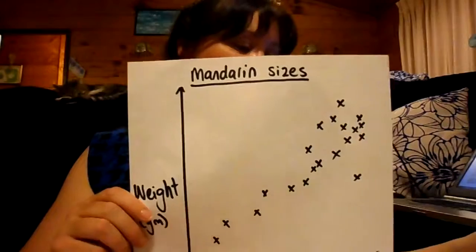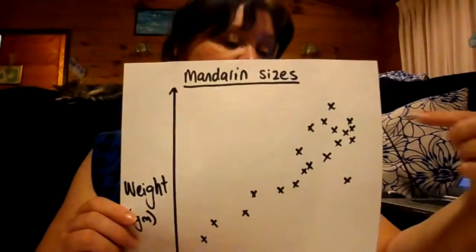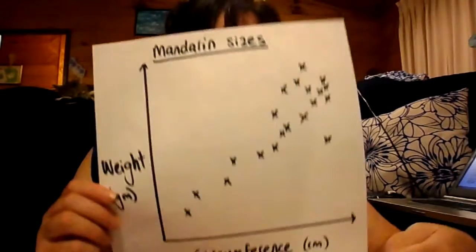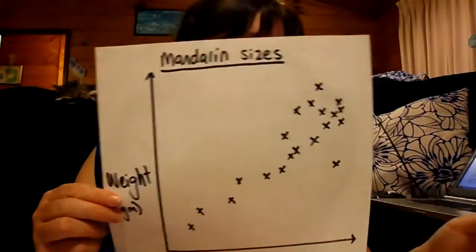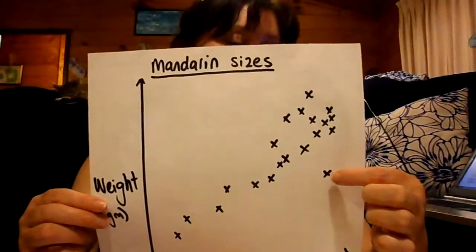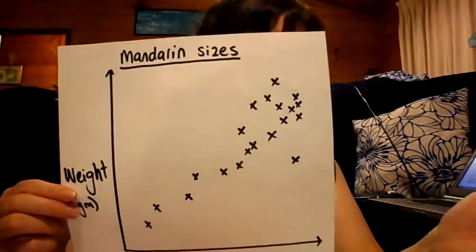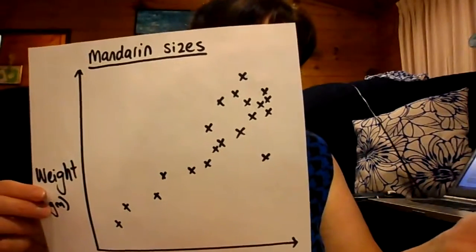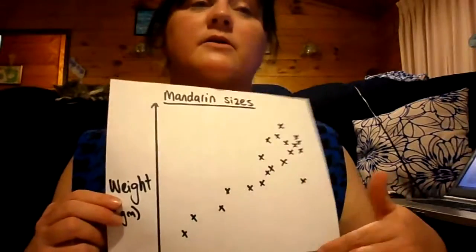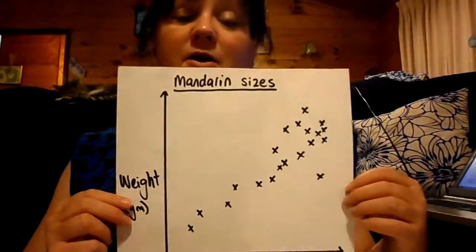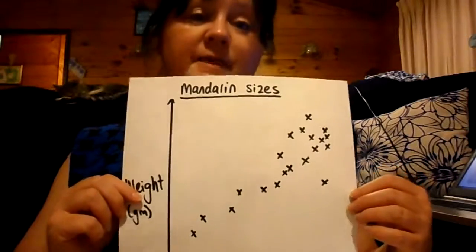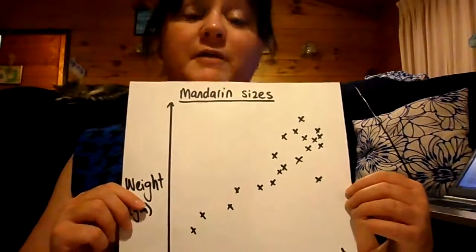And the graph shows us that there is a positive linear trend, which means as circumference goes up, weight goes up. And there is an unusual feature. This point here is a mandarin that is quite wide on the circumference scale, but not as heavy as we would expect on the weight scale. This mandarin is probably quite flat.